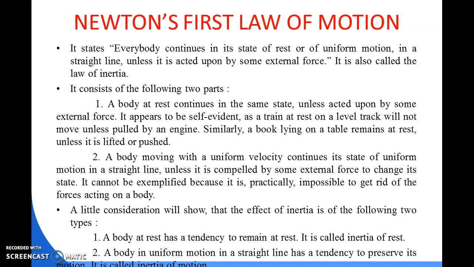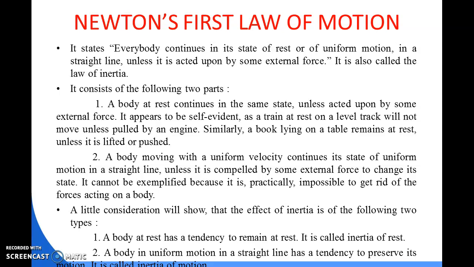The second part is that a body moving with uniform velocity continues its state of uniform motion in a straight line unless it is compelled by some external force to change its state. It cannot be exemplified because it is practically impossible to get rid of the forces acting on a body.